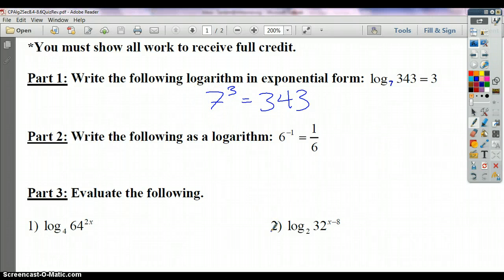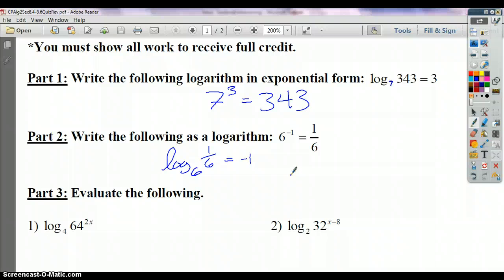All right, going to part two, write the following as a logarithm. So it's the same deal. Log base 6 of 1/6 equals -1. Okay, so log base 6 of 1/6 equals -1. That's how you would go about doing that one.